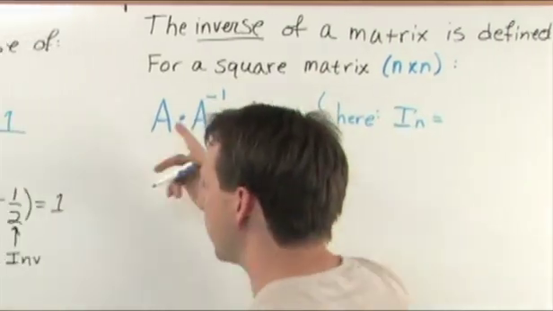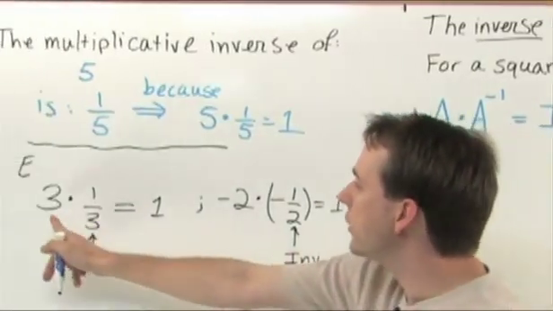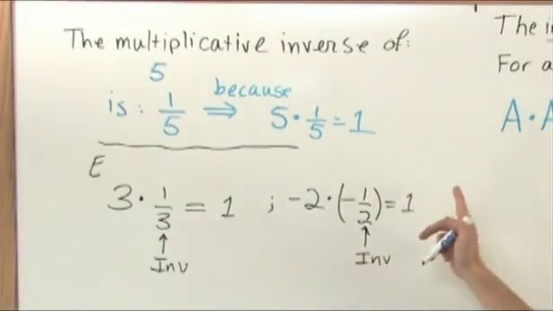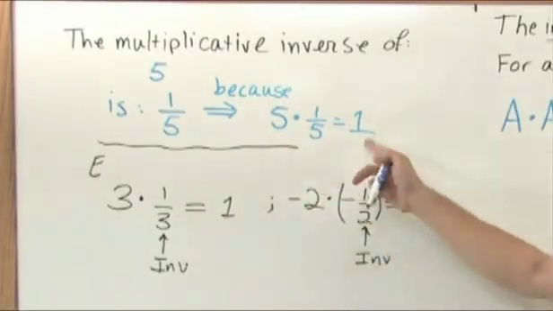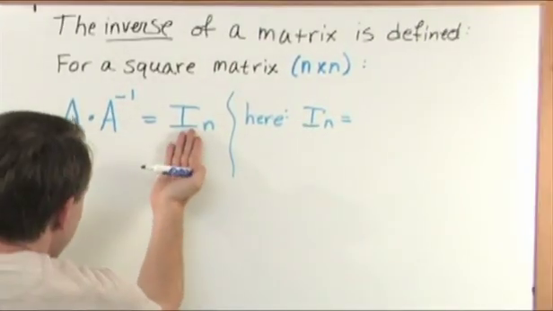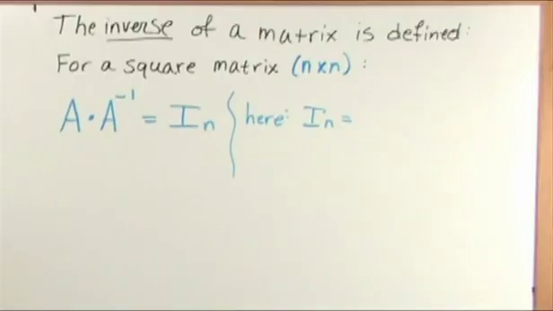You remember back before we were talking about the multiplicative inverse. Take a number, multiply by its inverse, you get a 1. Well, here, we take a matrix, multiply it by the inverse matrix. We're not going to get a number 1. We're going to get another matrix. Okay, we already talked about that.